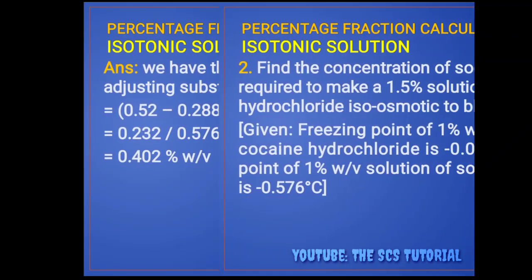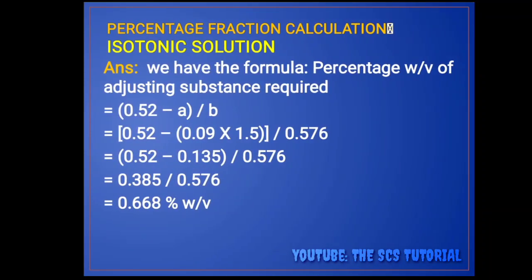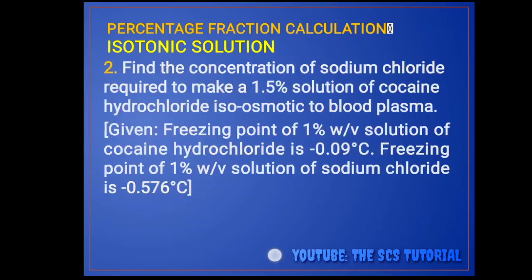Now coming to the second example, we can go through it. From this we can calculate that 0.668% weight by volume of sodium chloride is required to make a 1.5% solution of cocaine hydrochloride isosmotic to the blood plasma.